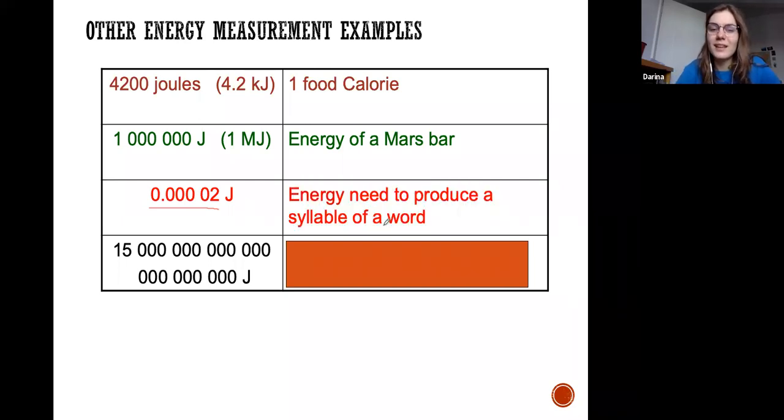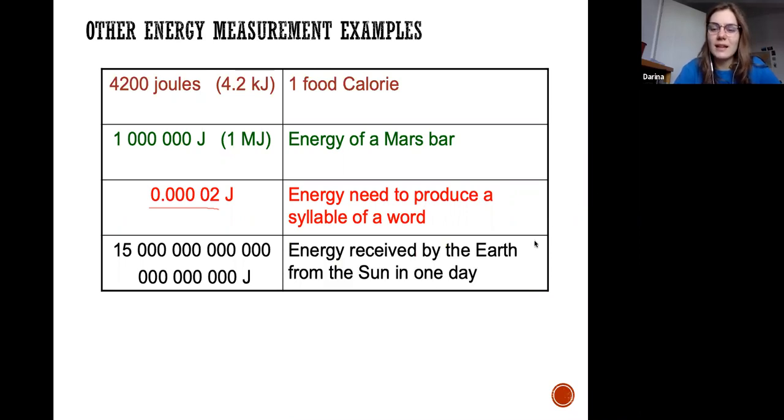Right. This tiny bit is actually just the energy needed to produce the syllable of 1 word. So just like or something like that. That would be a tiny fraction of a joule. So really not taking up much. I mean, if we spent a lot of energy talking, the world would be a much more boring place.